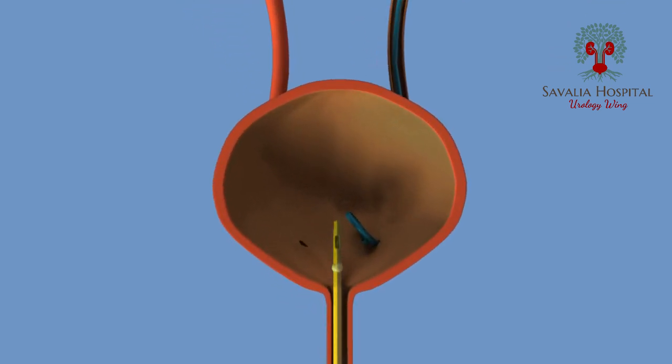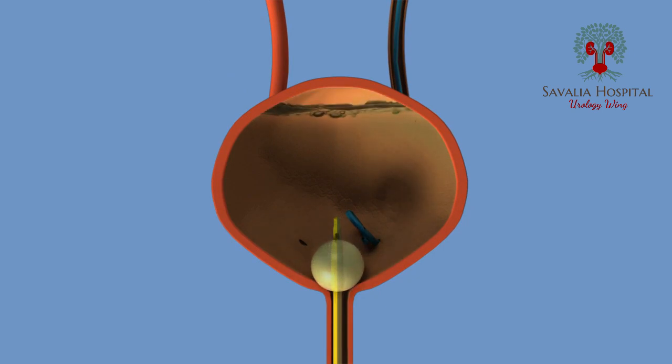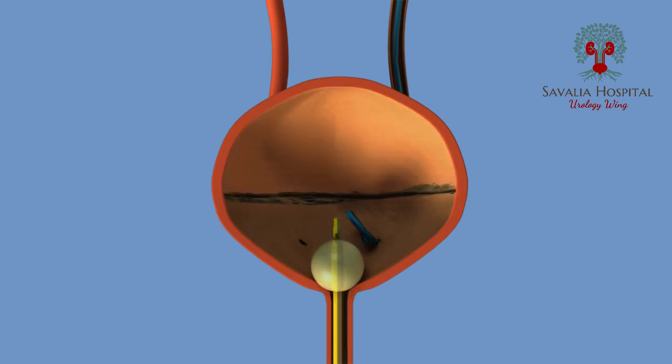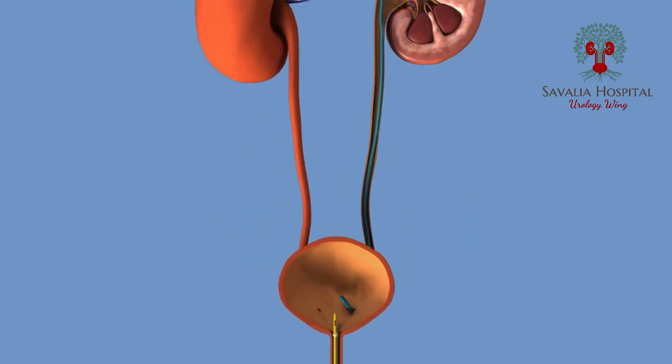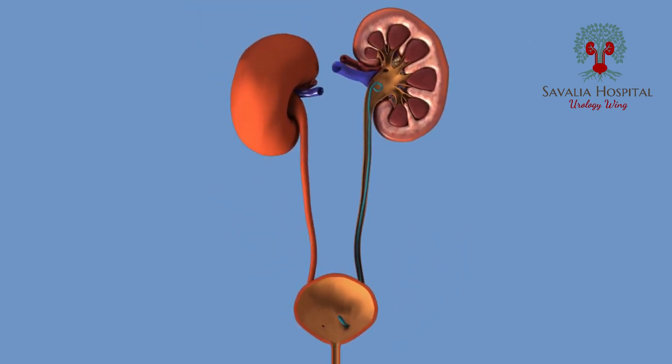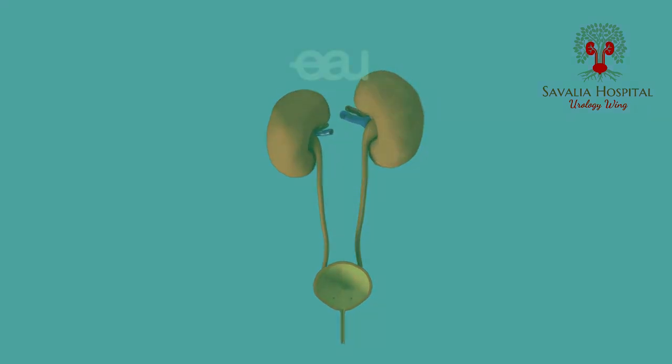A catheter, which is a tube placed through the urethra into the bladder, may be used to drain the bladder. This catheter remains in place with the use of an inflated balloon. The catheter and stent are usually removed shortly after the procedure. You can leave the hospital once you are able.